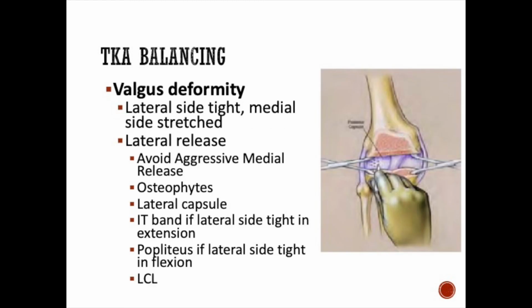Now, if you have a valgus deformity, so the lateral side is tight, the medial side is stretched. So the lateral releases, same thing. You want to release osteophytes off the lateral side. During your approach to the knee, you want to avoid aggressive medial release. And then you have to start with your other significant releases. So first you start with the lateral capsule. I do this off the tibial side, and I do it with a bovie.